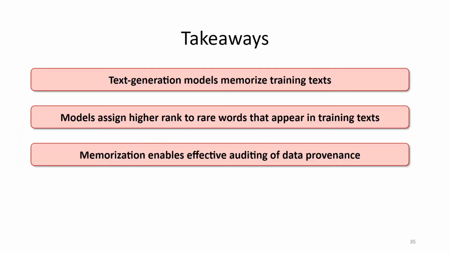And here are the takeaways for this work. We demonstrate that text generation models can memorize their training text by assigning much higher rank to real words when they appear in a training context. And this memorization enables effective auditing of data provenance and thus detecting unauthorized data collection.